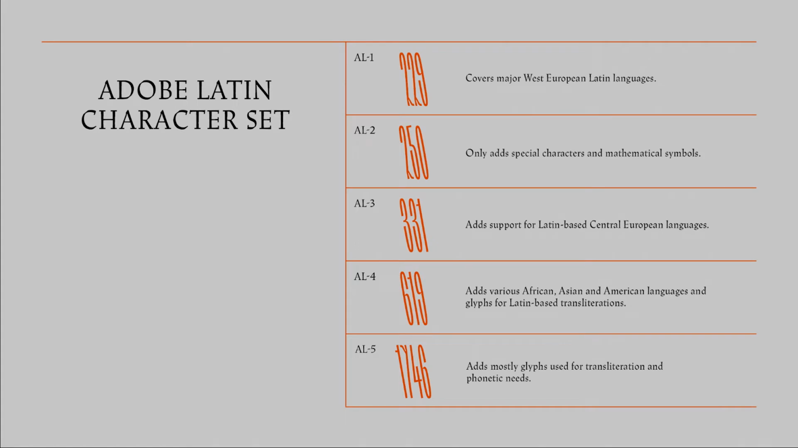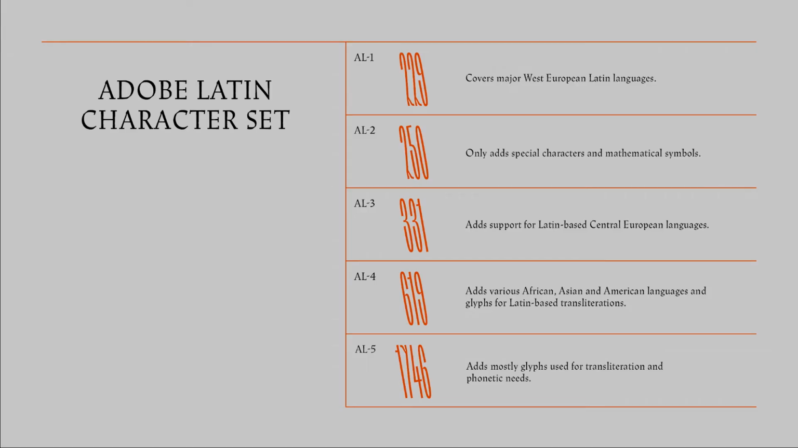First, the Adobe Latin character set. As the name already suggests, it's a character set and only deals with characters. It does not propose any kind of features yet. It consists of Adobe Latin 1 to Adobe Latin 5 and is a consecutive model. Let's take a closer look at each part of this system.